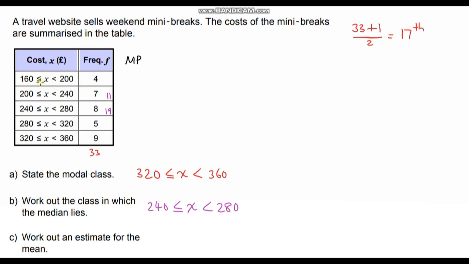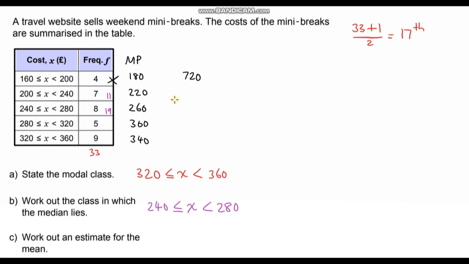So the first row, this is going to be £180. And then this one is £220. This one is £260. This one is £300. And finally, £340. So what we're saying is that these 4 holidays cost £180 each. So the total cost of all of these 4 holidays, we are just going to multiply the frequency by the midpoint. So 4 times 180, that gives us £720.